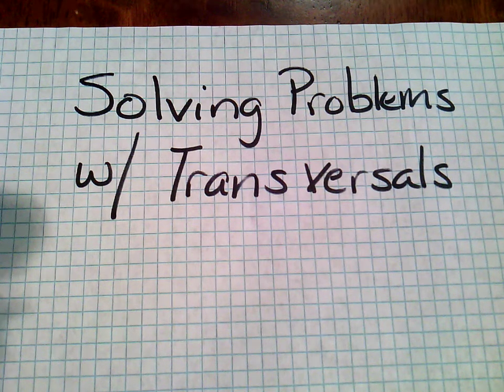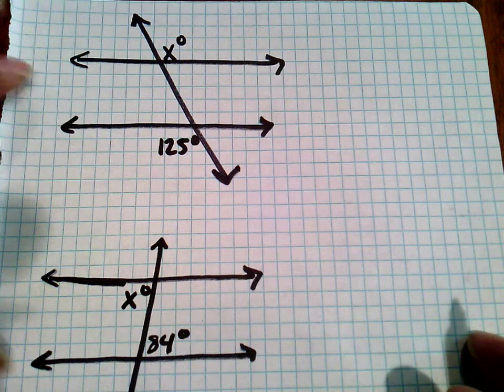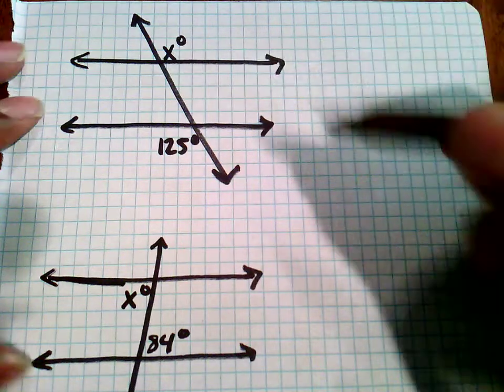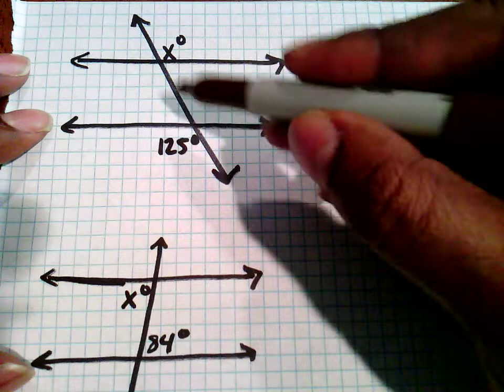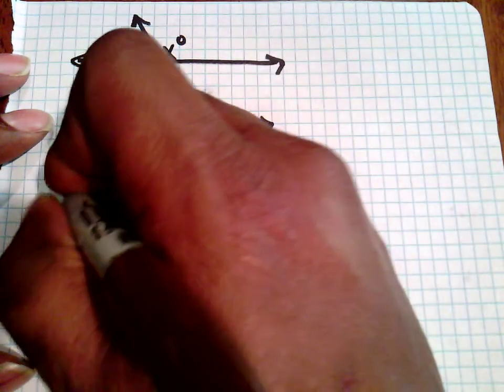All right, hello again. Today we're looking at solving problems with transversals. So again, we're looking at more relationships with transversals, this time looking at how we use those relationships to solve problems. Let's take a look at three problems here that involve transversals, lines that intersect parallel lines. Here, in this example, we have a set of parallel lines, and this line that intersected is our transversal.